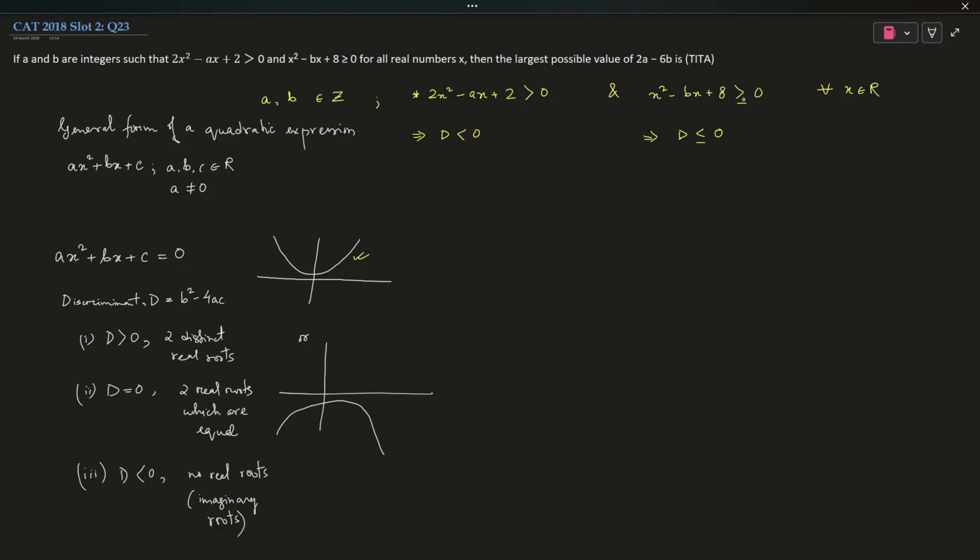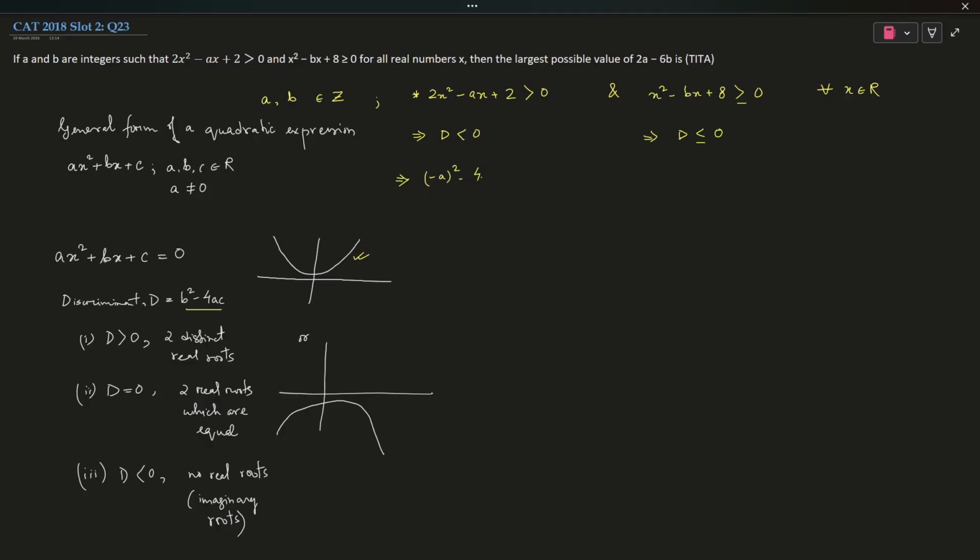If the expression is set to equal, that means we can have some values of x for which this expression will become 0. That means the discriminant can be 0 as well, okay. I hope you have understood this concept. Now, what is the discriminant? Discriminant is given by b square minus 4ac. What is b? B is the coefficient of x. What is the coefficient of x here? It is minus a. So b square minus 4 times of a.